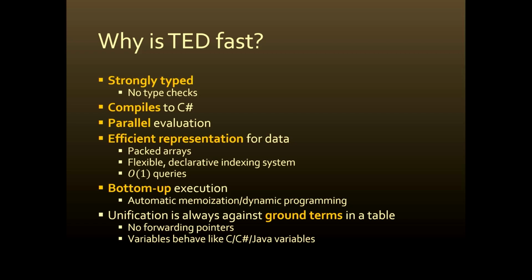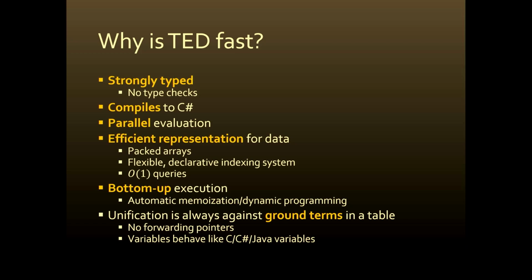All right. So why is that fast? It's strongly typed. It compiles to C#. This doesn't benefit a ton from parallel evaluation because there aren't actually enough tables in it, but it does run multi-core. We have a very tight, efficient, cache-efficient representation of data. The bottom-up execution gives us lots and lots of caching of the results of our queries.